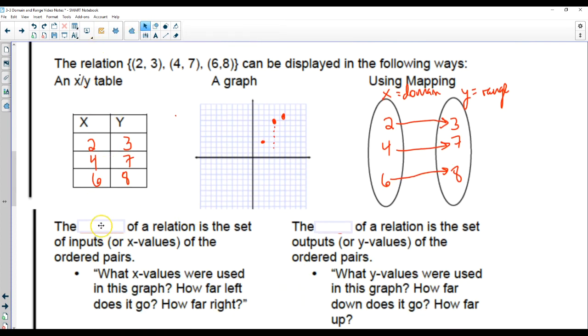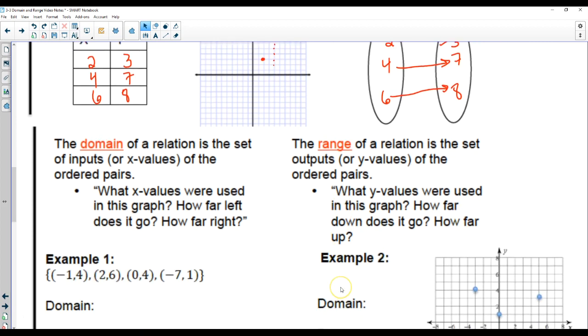Okay, so the domain of a relation, I've already said, is the set of inputs or your X values of your ordered pairs. So what X values are used in the graph? Another way you could say is how far left and how far right does it go? Meaning if you have, well, I'll show you an example in just a minute. The range of a relation is the set of outputs or your Y values of an ordered pair. What Y values were used in the graph? Another way to say that is what's the vertical movement? How far down does it go? How far up does it go?